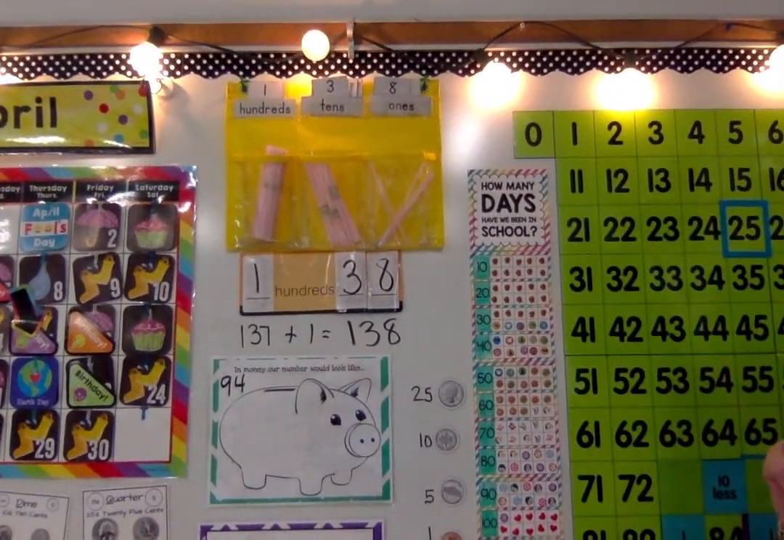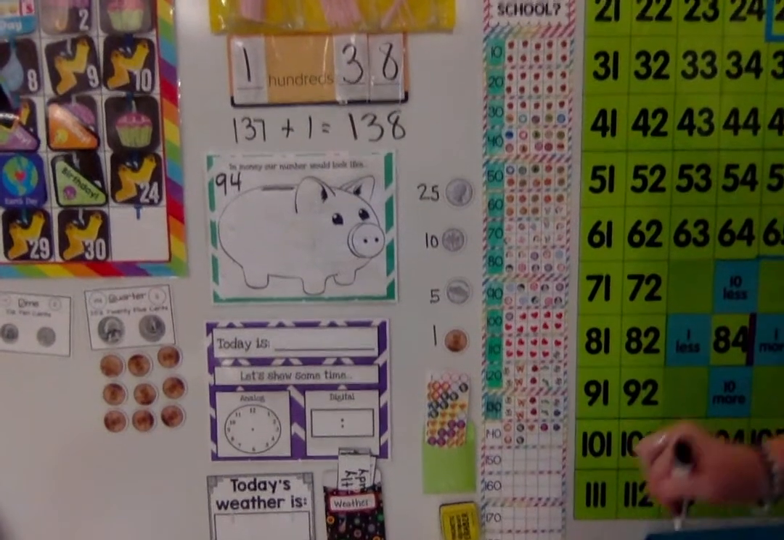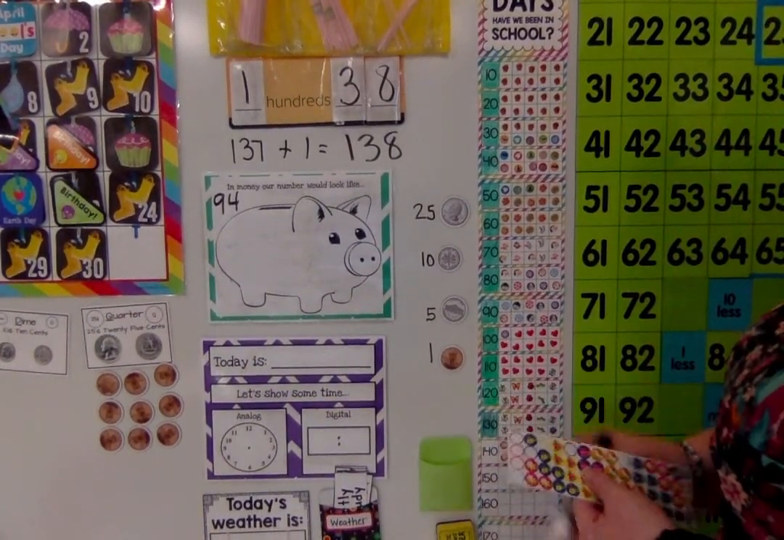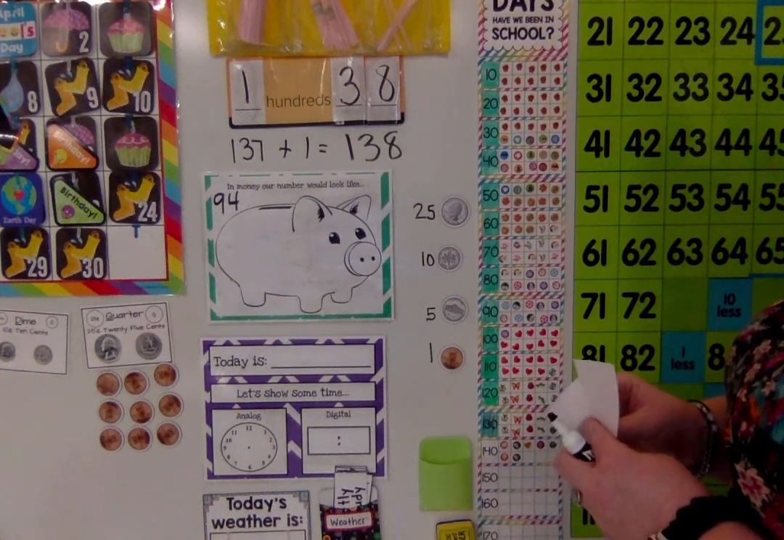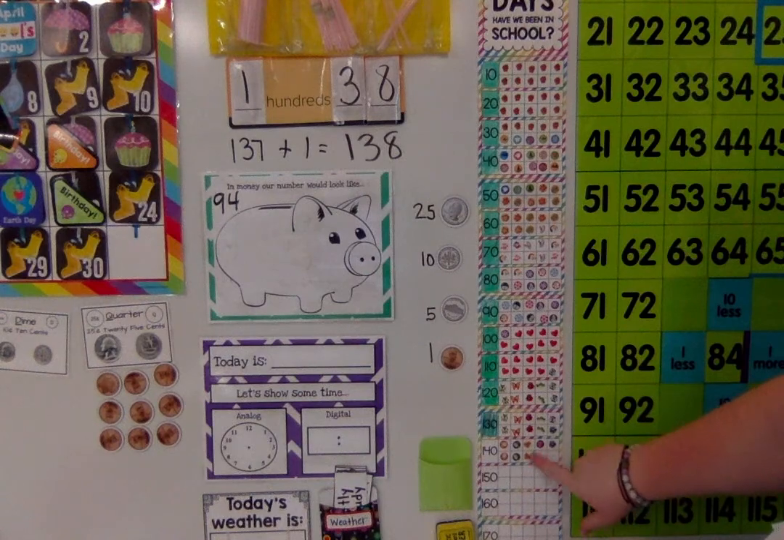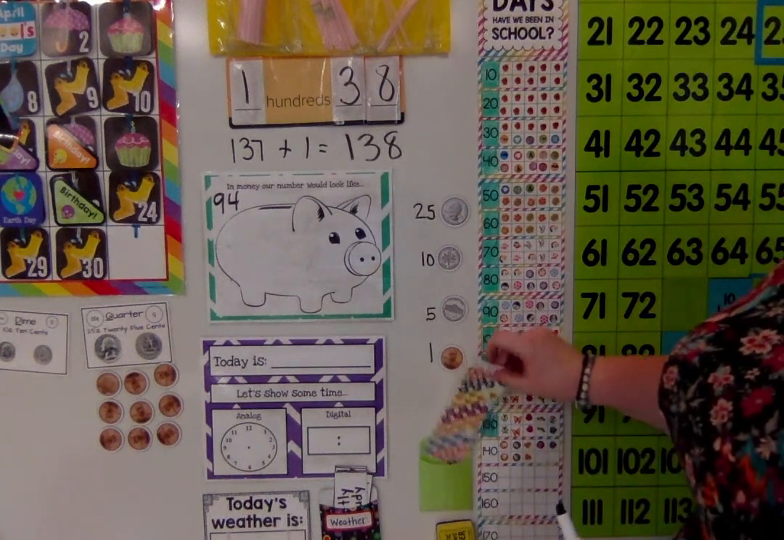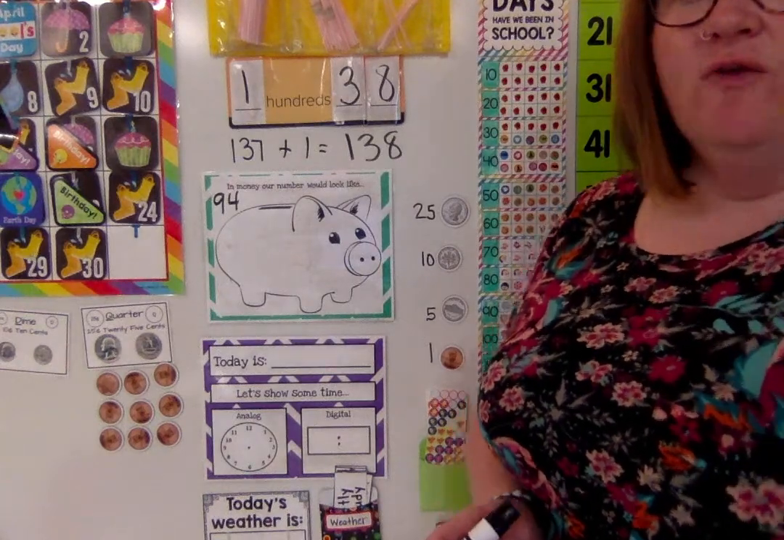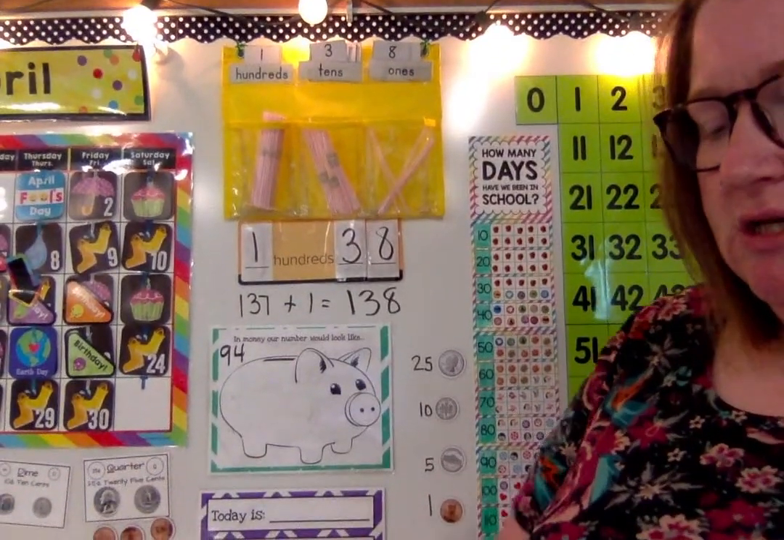Okay, so we should have one more sticker added. 7 plus 1 more does equal 8. And I know that's 8 because 2 more are empty, and I know 2 more would make 10 with 8. 138. Okay, 94 cents. Let's check him out.